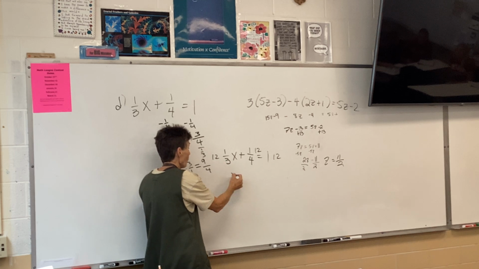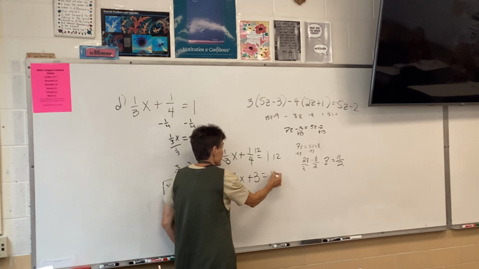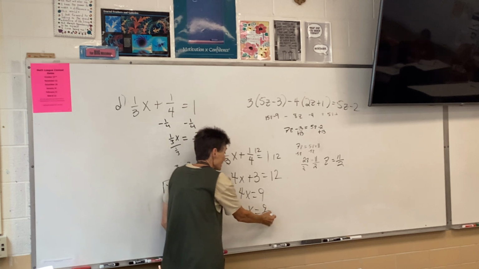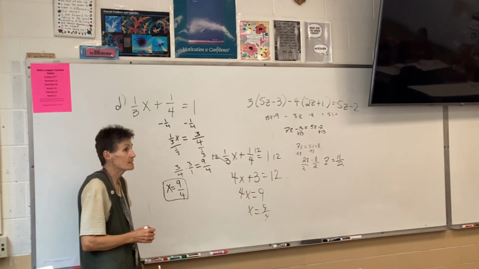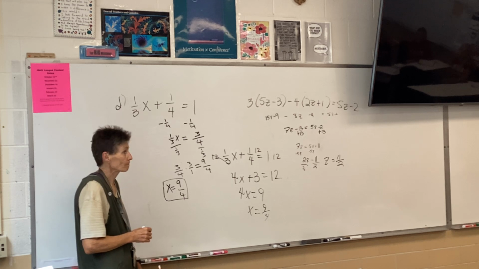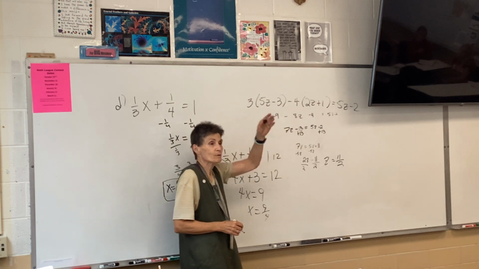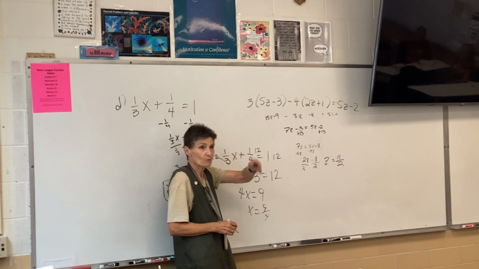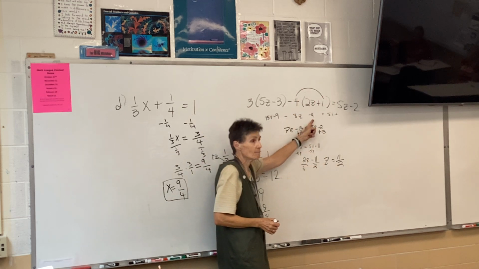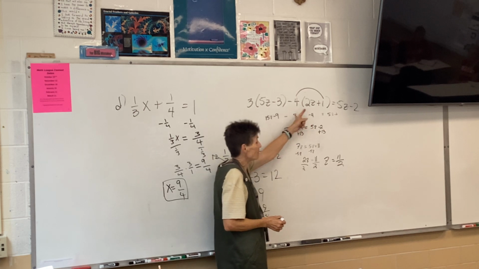1/3 of 12 is 4, so that becomes a 4x. This becomes a plus 3. See what's going to happen? I'm going to get exactly the same answer without fractions. It doesn't matter how you do it. Both options are there. I love this because almost every time I do this problem, there's a mistake right here, but not this time. Did y'all catch that it has to be minus 4? You're distributing a negative.